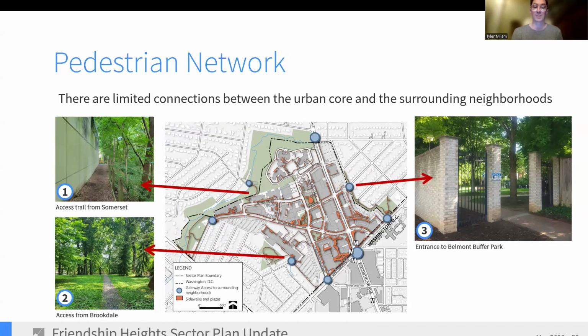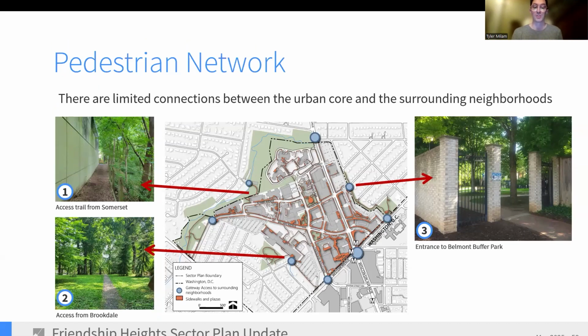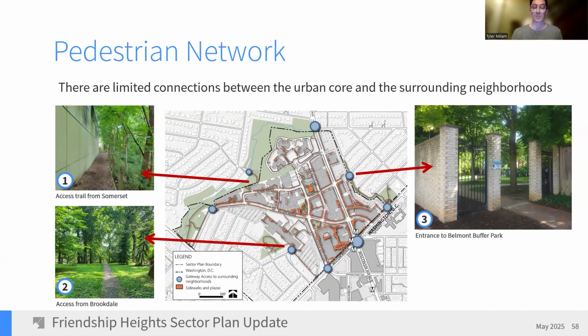In fact, accessing the downtown from Brookdale or any of the surrounding neighborhoods is difficult. Due to the buffer surrounding the downtown, there are few connections to the neighborhoods. Some of the connections that do exist are so hard to find that you need to know where they are before you can even use them. The images here show three of the most difficult access points to locate. Number one is a trail connection from Somerset. Two shows the connection through Brookdale Neighborhood Park that leads you to the back of Geico. And three depicts the gated entrance to Chevy Chase Village behind the Collection.